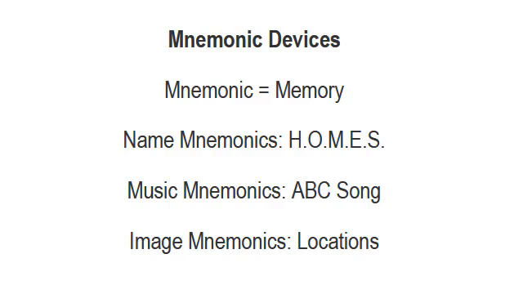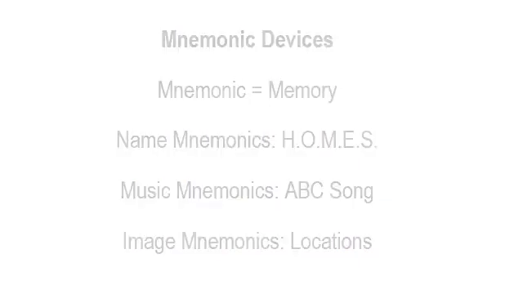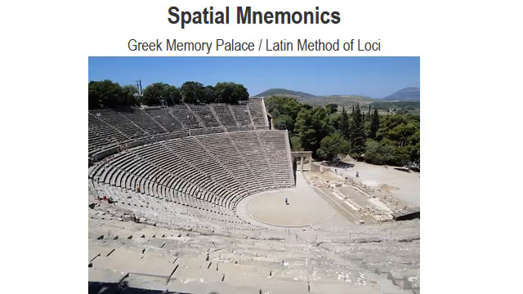Most children use the ABC song to learn the alphabet. That's music mnemonics. Before the invention of printing, image mnemonics was the most common device. It was used for lists of things like people and places. It can also be called spatial mnemonics.